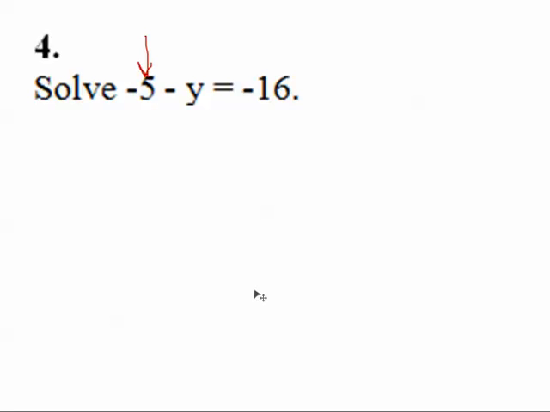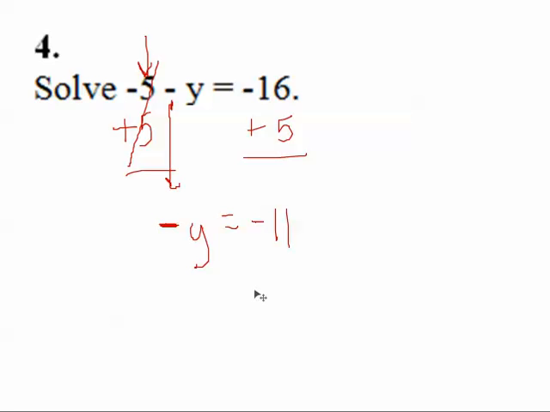This time we have to get rid of this negative 5. So I'll add 5 to both sides to get rid of that. Be careful, this negative sign right here needs to fall down. It did not go away. It's sitting there in front of my y. Negative 5 and positive 5 went to 0. Negative 16 and 5, I think I'm going to get negative 11 out of that.